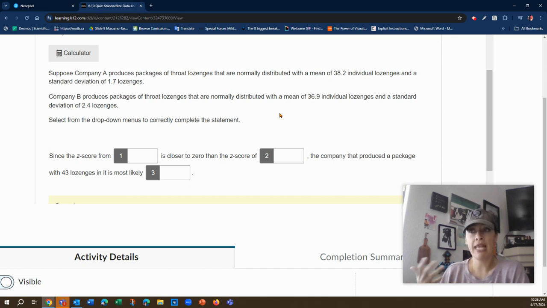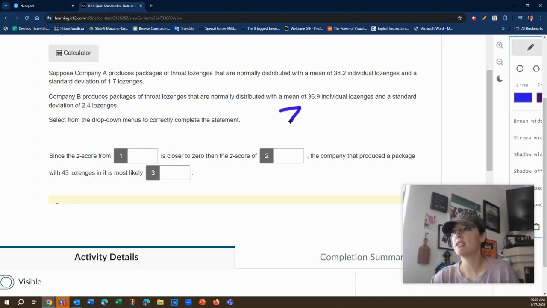Since the z-score from blank is closer to 0 than the z-score of blank, the company that produced a package with 43 lozenges in it is most likely blank. So then we know we need to calculate the z-scores. Then we'll be able to put which company goes where. Then we need to calculate the z-score with 43 as our raw score, right? They don't tell you up here what your raw score is because we have that formula. Z is equal to X minus mu divided by sigma. So we need all three pieces of information to find those z-scores.